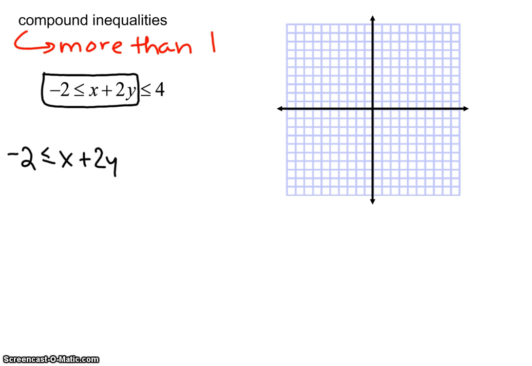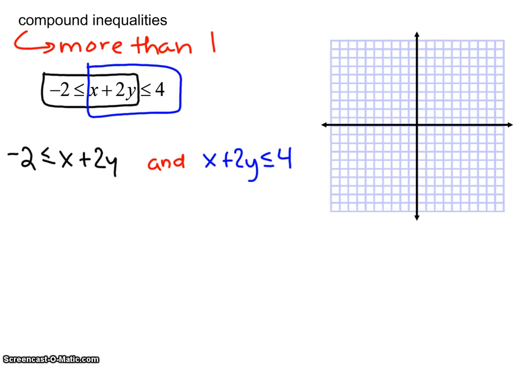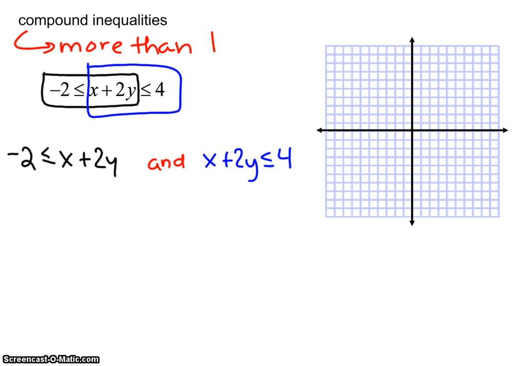Now, like I said, it could be an and, could be an or. How we know the difference is if it's an or, you will see the word or. If not, it's got to be an and. So in this case, we have an and situation. When I'm looking for solutions here, they're going to have to work for -2 less than or equal to x plus 2y, but at the same time, they also have to work in the second inequality, x plus 2y less than or equal to 4. So we're going to graph both of these individually and look for those points that work for both inequalities.